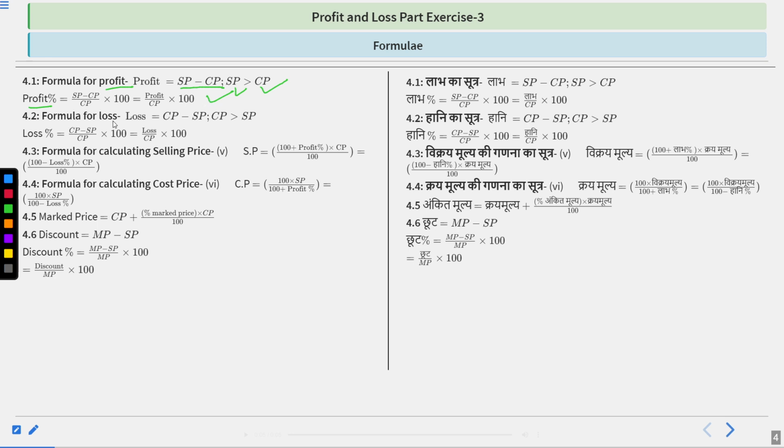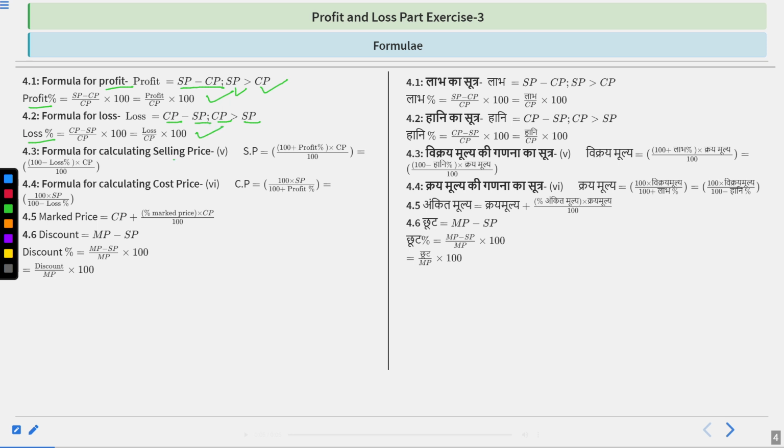Clear? So formula second, loss. Loss will happen when cost price is more than selling price. So loss will be CP minus SP. Same way, loss percent is equal to CP minus SP upon CP multiplied by 100, or we can say that loss upon CP multiplied by 100.